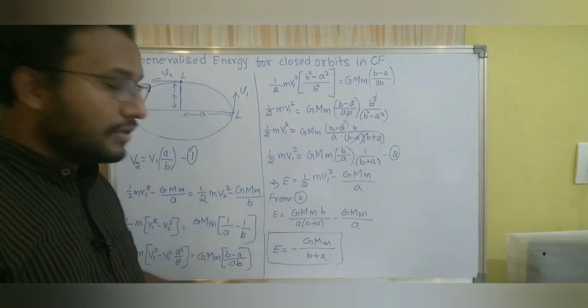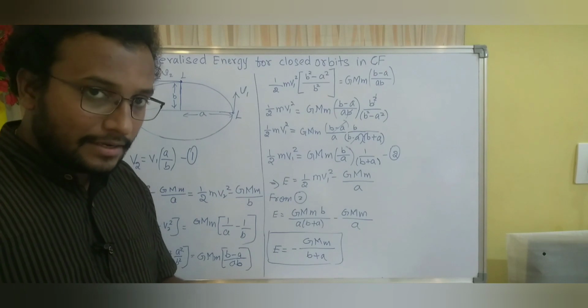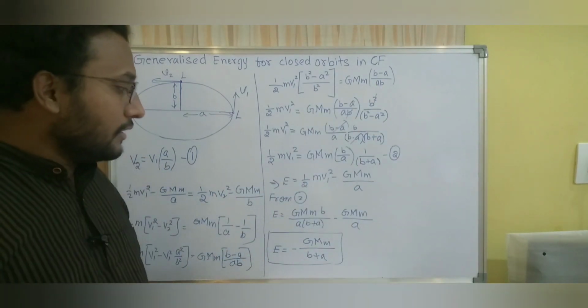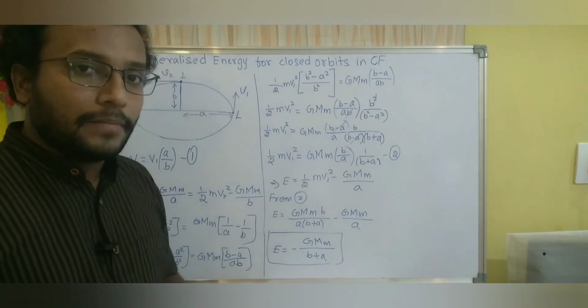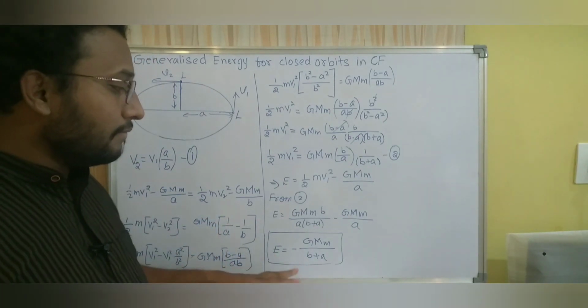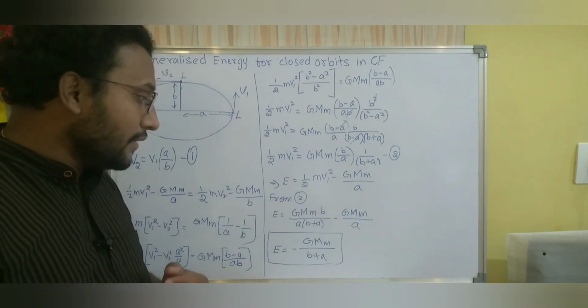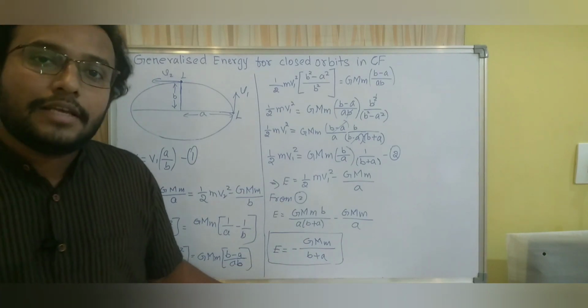So this negative sign represents that this much energy is a shortage for the planet to go out of the sun's control. That is why, to represent that shortage, there is a negative sign. Now let me discuss how you can get the circular orbits. I told you in the beginning that circular orbits are nothing but a special case of elliptical orbits.